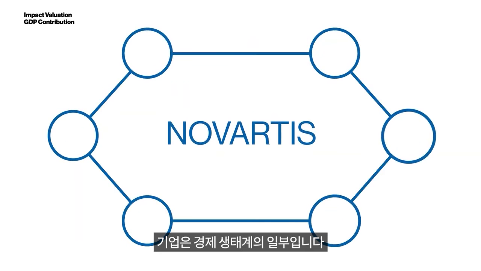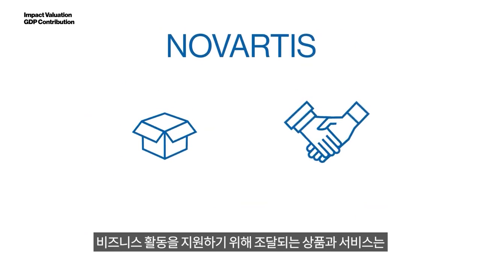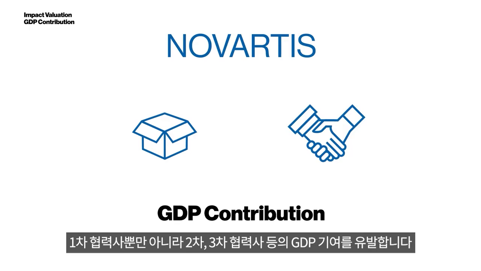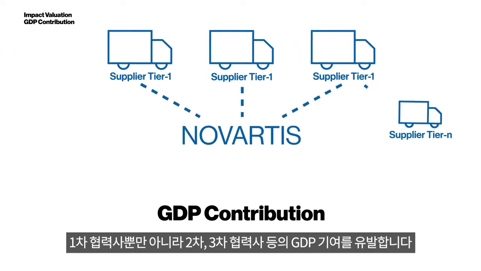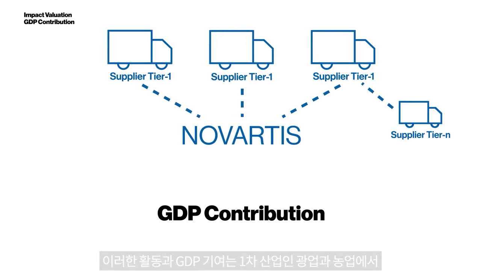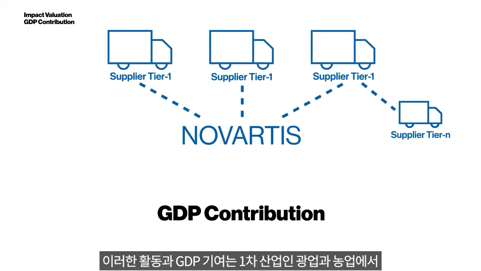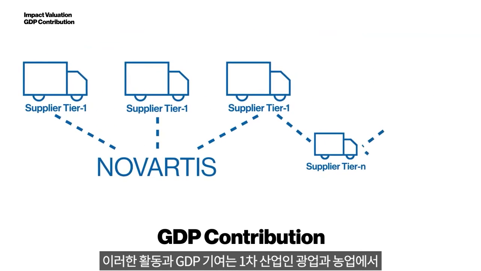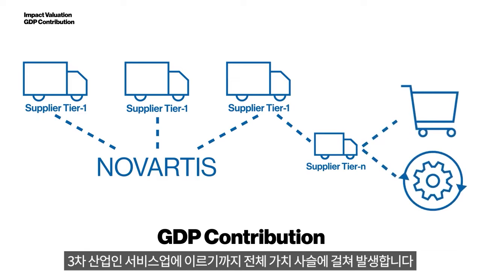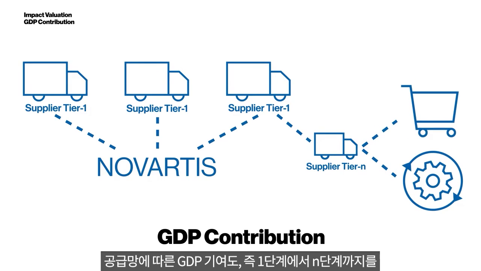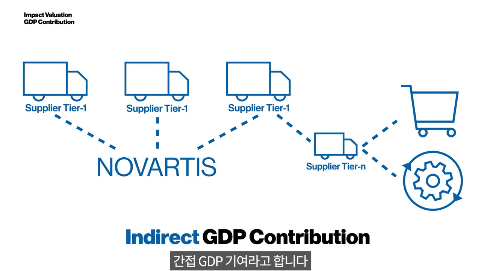A company is part of an ecosystem. The goods and services that it procures in support of its business activities trigger a GDP contribution by its immediate suppliers, as well as by suppliers of suppliers, and so on. These activities and their GDP contributions occur along the entire value chain, all the way to the first step of mining, agriculture, and other services. The GDP contribution along the supply chain, Tier 1, all the way to Tier N, is called the indirect GDP contribution.